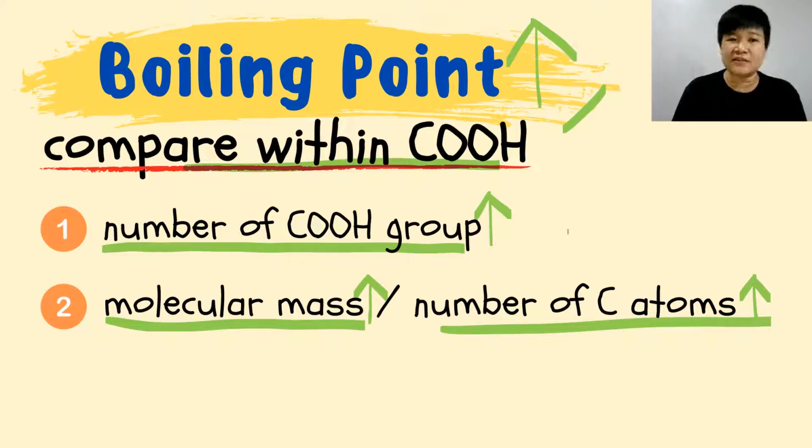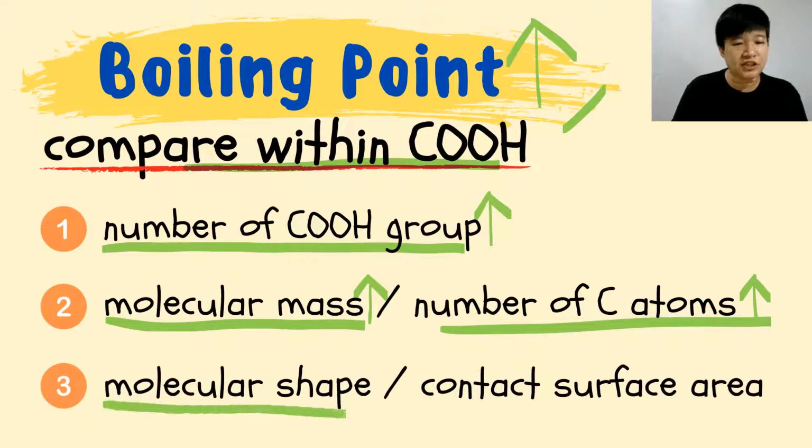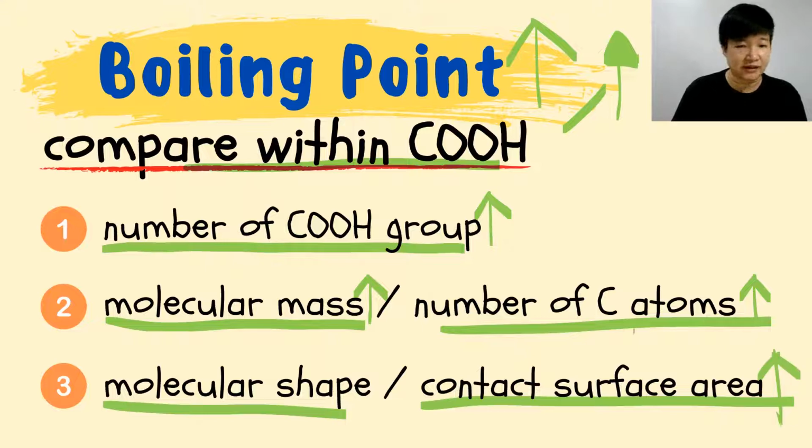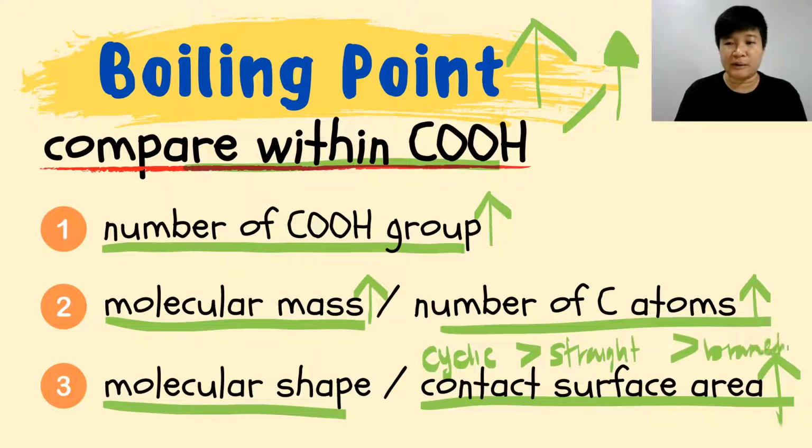Last but not least, the third factor that will be affecting the boiling point of carboxylic acid will be the molecular shape and also contact surface area. If I want my boiling point to be higher, my molecular shape needs to have a larger contact surface area. Bear that in mind, the one that has the largest contact surface area will definitely be your cyclic, followed by your straight chain, followed by your branched. I hope you remember all these three factors that you learned exactly the same in your alcohol.